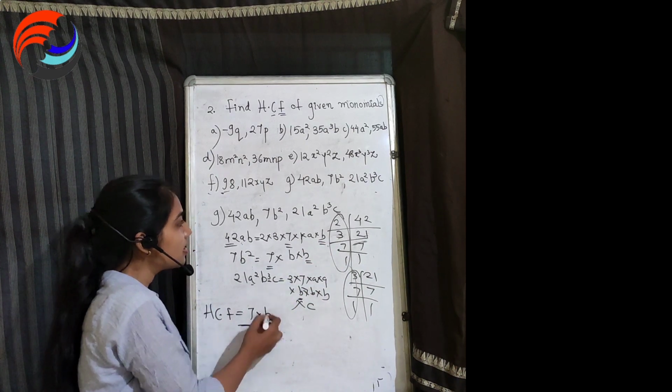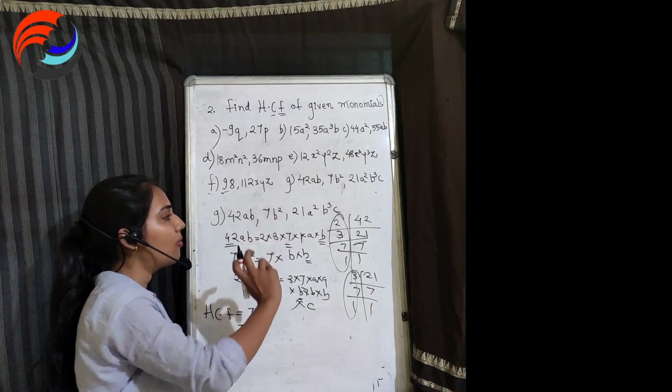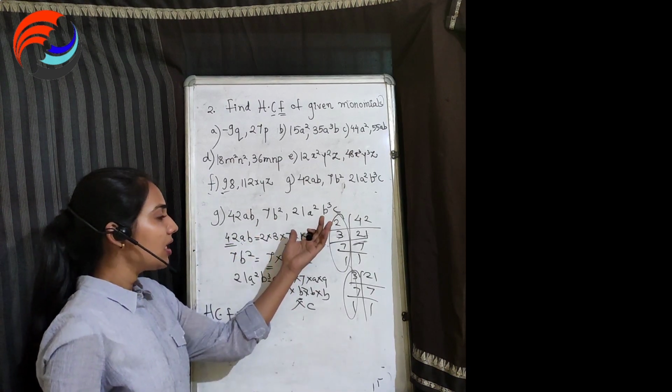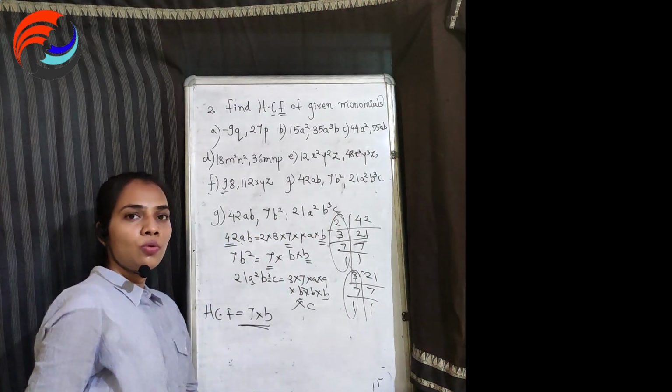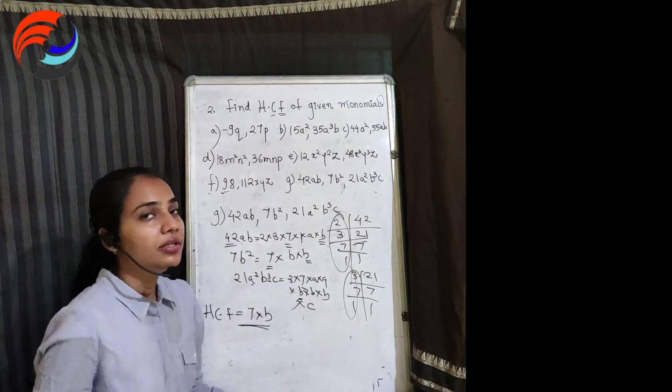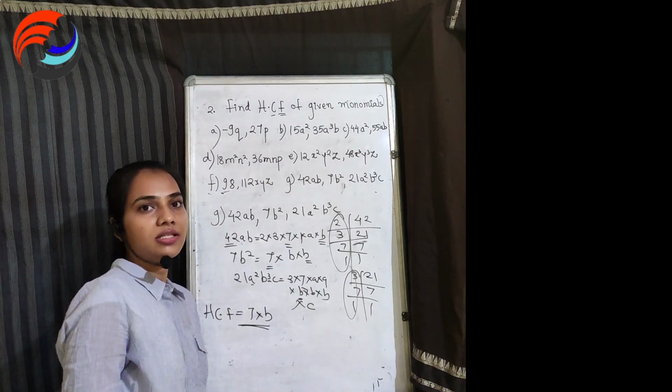So 7B is the HCF of 42AB, 7B square, 21A square B cube C. So this way we have completed Exercise 7.1, second question.